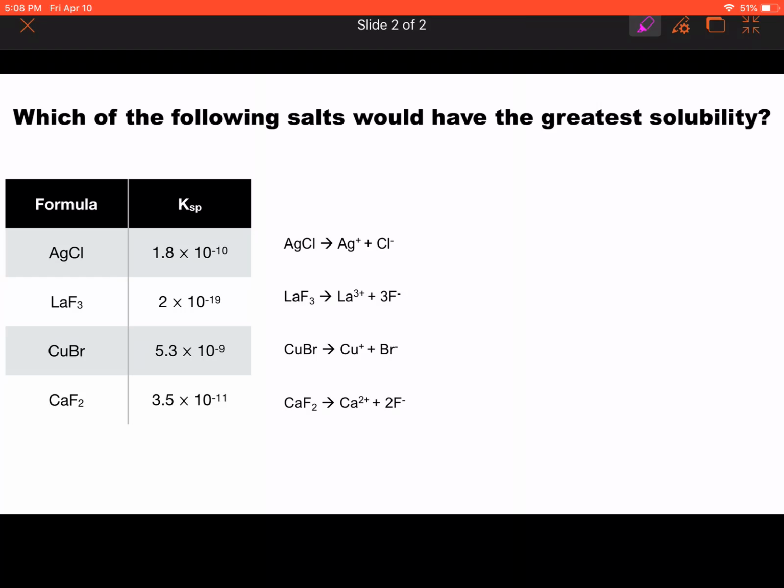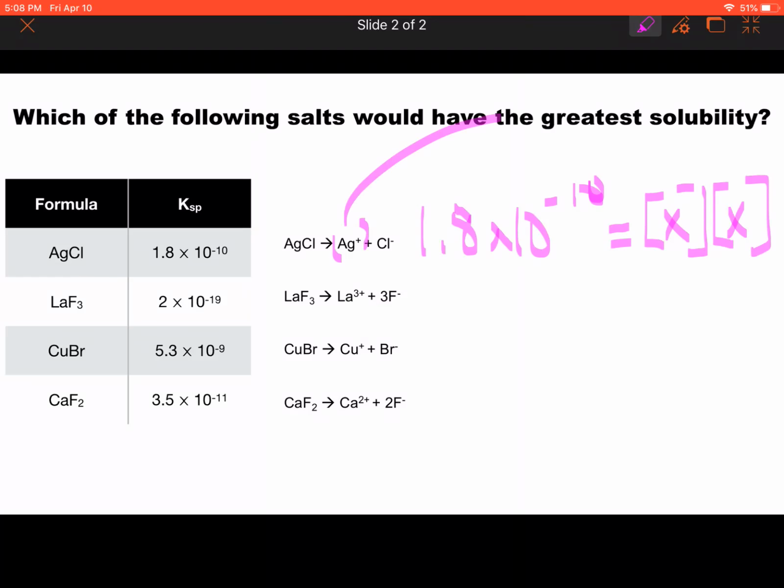All right, so let's look at number 1. The first one, silver chloride. We know that KSP is equal to 1.8 times 10 to the negative 10. And we also know that the KSP is equal to the concentration of our products. So it's going to be X times X. This first X is for silver, and this second one is for the chloride ion. So that simplifies to X squared.